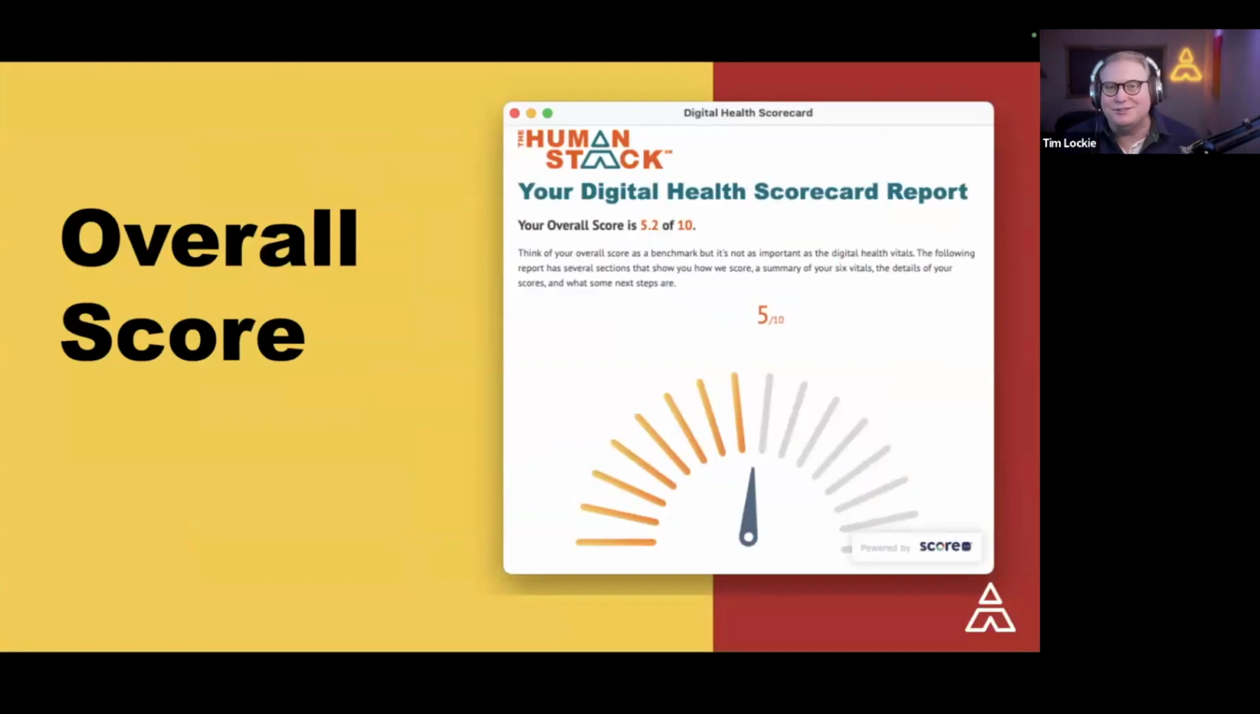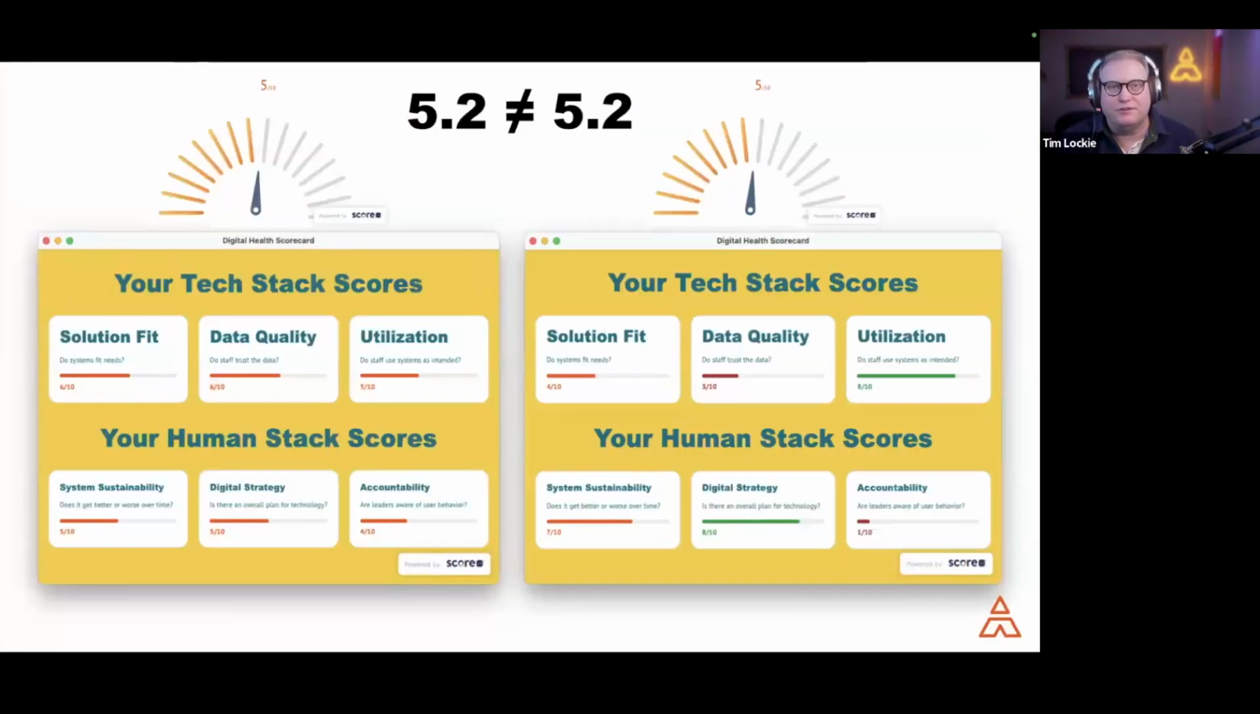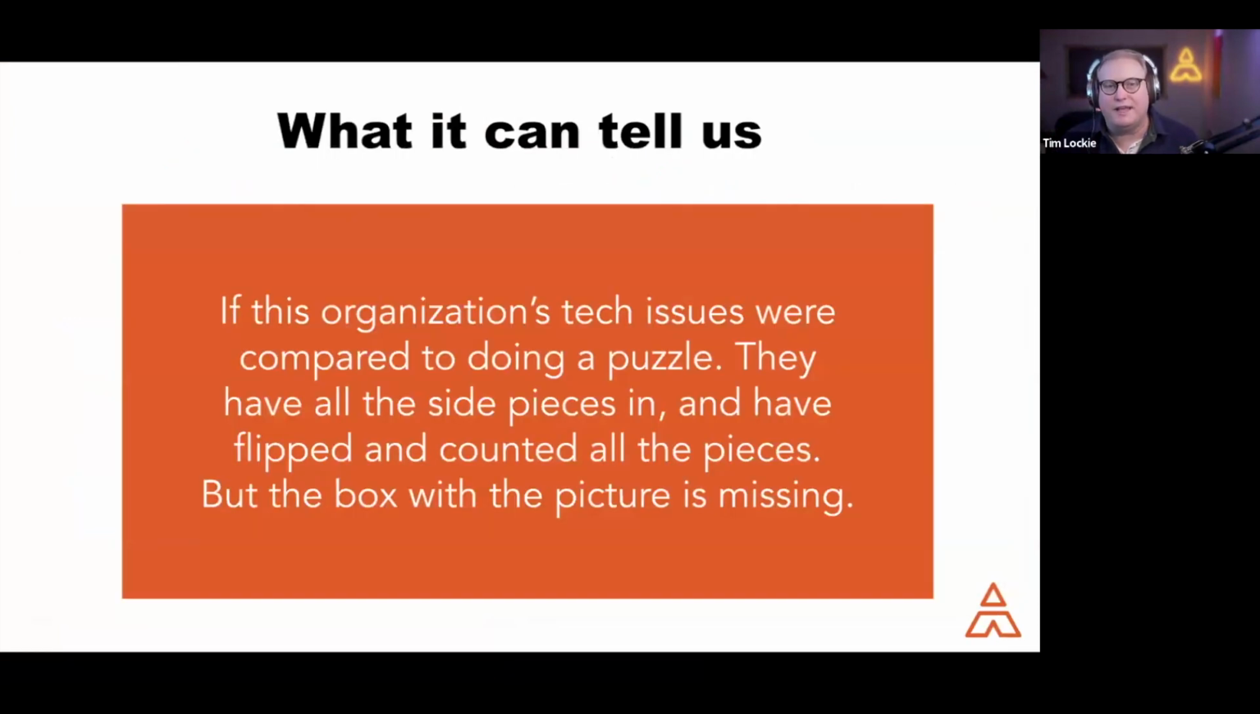It just tells you, out of 10, where you are. But what's more important is to know in which areas you are higher or lower. For example, both of these are organizations that got a 5.2 out of 10. They have very different vitals, different measurements on their vitals, completely different scores. And so here's what that quiz will tell me.